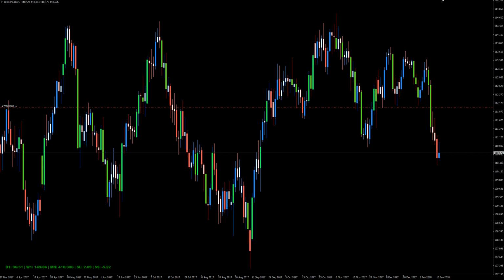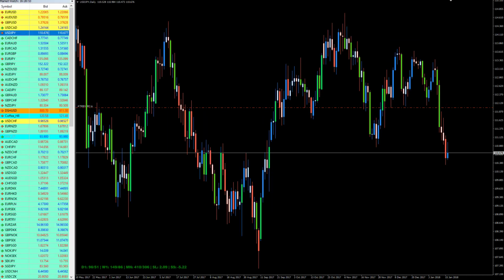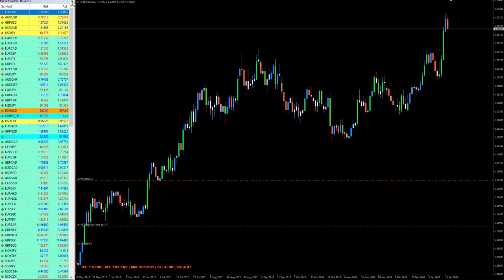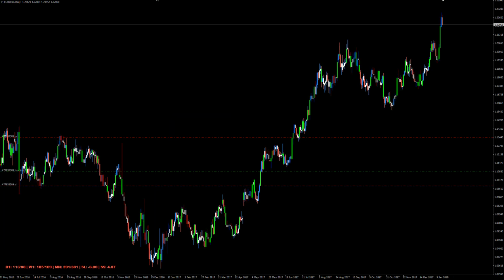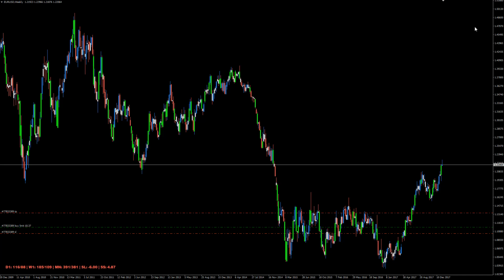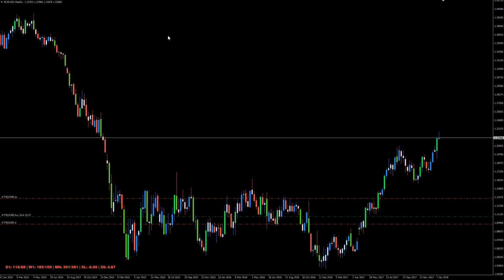Question 2, which supply and demand levels to ignore because of the current sentiment or trend? A really good question. For this, I'm going to go to the euro because this is a really nice example on the euro. And this is why I did not sell the euro. If you look at this, this takes a little bit of time to see, but with time you're going to see it clearly.